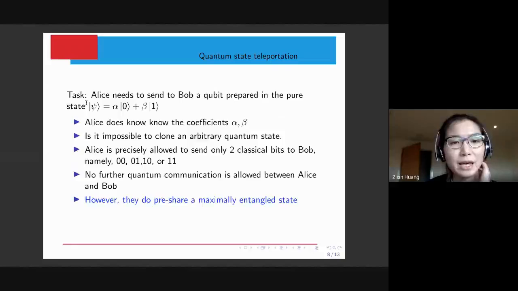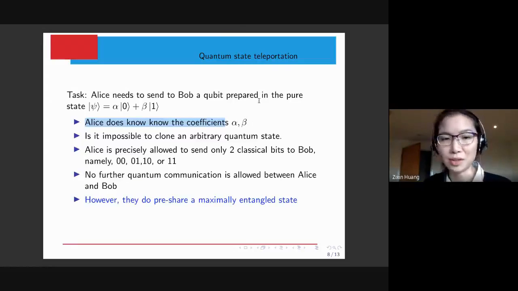So here we want to assign Alice the task of sending Bob a qubit that is prepared in an arbitrary superposition of alpha 0 plus beta 1. So we want to actually put some strain on the task, which will make it seem like initially that is impossible. Here, we want to require that Alice does not know the coefficients alpha and beta, so she doesn't actually know what the quantum state is.